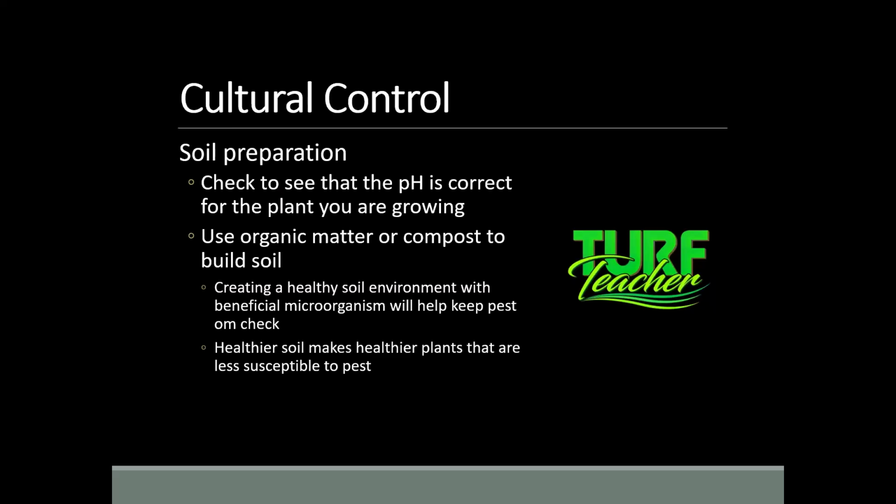Soil prep. Check to see that the pH is correct for the plant that you're growing. Use organic matter, compost to build soil. Create a healthy soil environment with beneficial microorganisms that will help keep pests in check. And then the healthier soil makes healthier plants that are less susceptible to the pest. And it all starts with our soil.